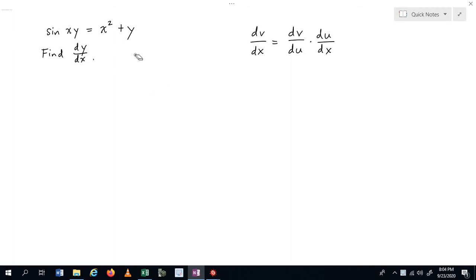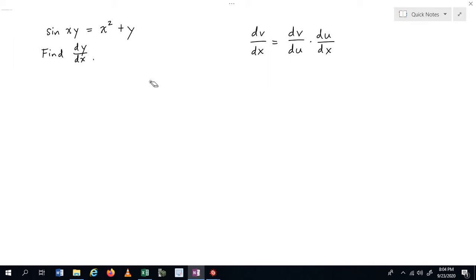Now, we're not going to be able to find this using explicit differentiation, because the first step in explicit differentiation is to isolate the y. And notice the y here is inside this sine function, but it also appears over here. So it's not possible to isolate y. So we can't use explicit differentiation to find dy/dx. Our only alternative is to find it using implicit differentiation.